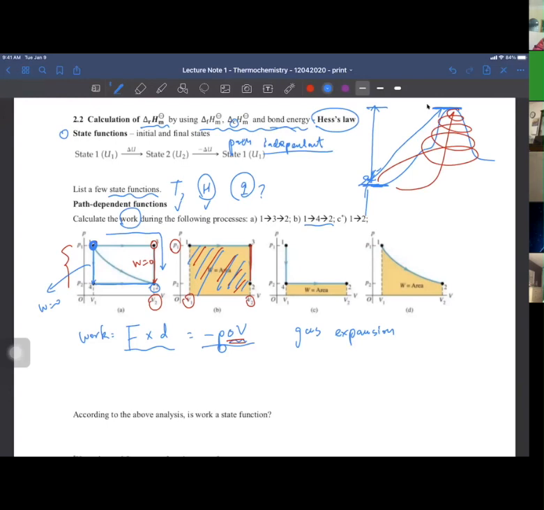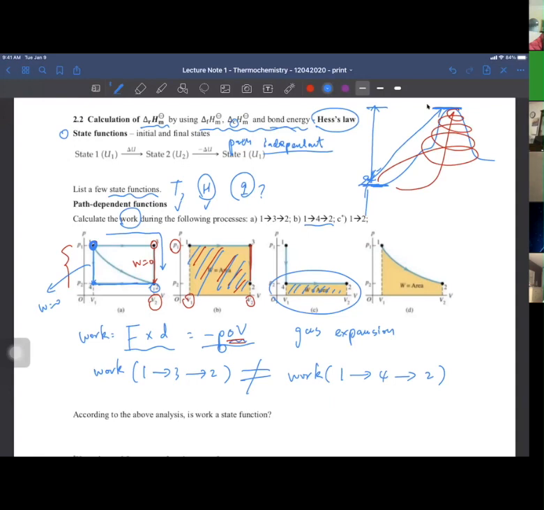And if you go from 4 to 2, which is this process, the work is still P times delta V, but the P is much smaller, so the work is here. So as you can see, the work from 1 to 3 to 2 is not equal to the work from 1 to 4 to 2. So what is the conclusion I want to make? The work is path dependent. So it is not a state function.